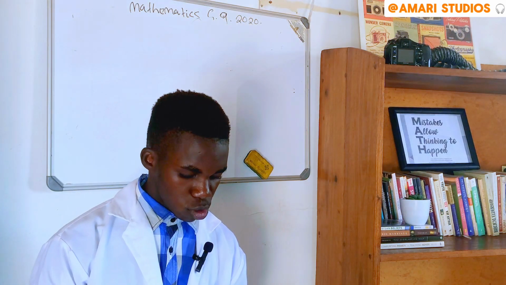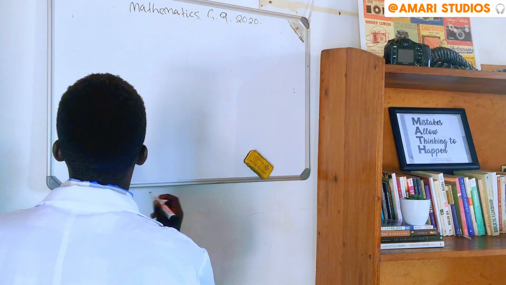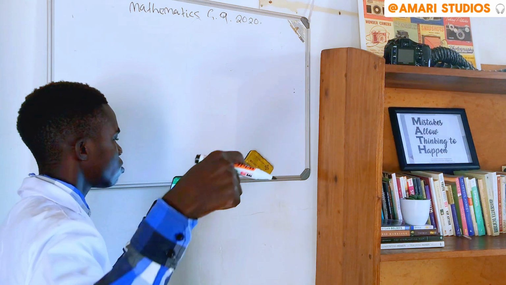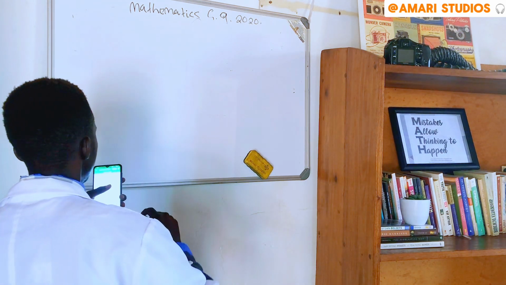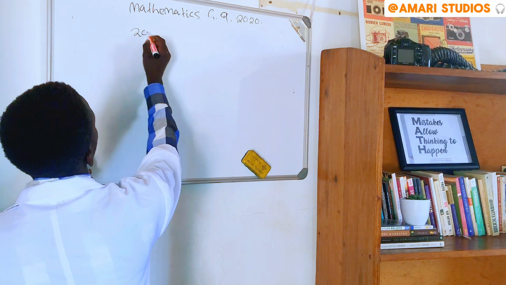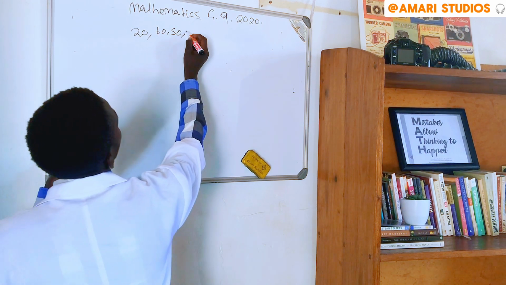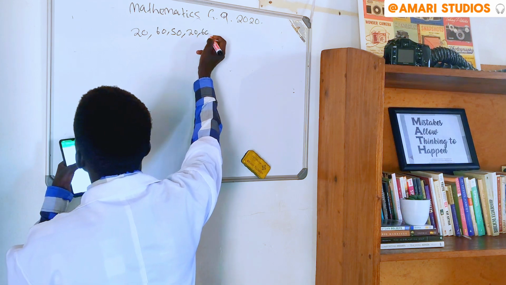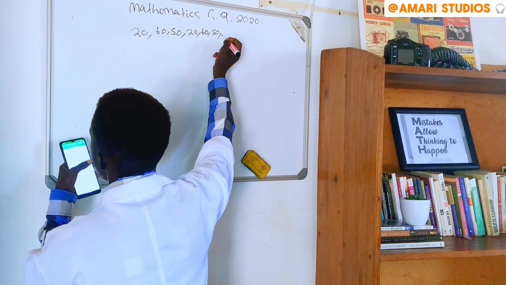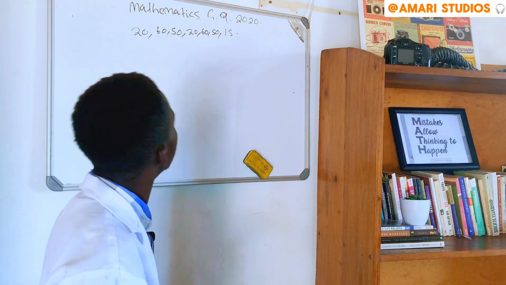Okay, let's move on to question 9. Question 9 is saying the following are scores for 7 learners. Take note of that, 7 learners in a mathematics test. So we have the following scores: 20, 60, 50, 20 again, 60, 50, and then lastly but not the least, we have 15.